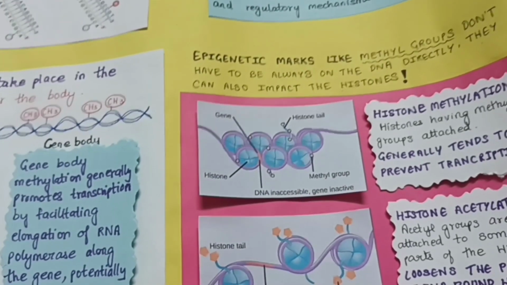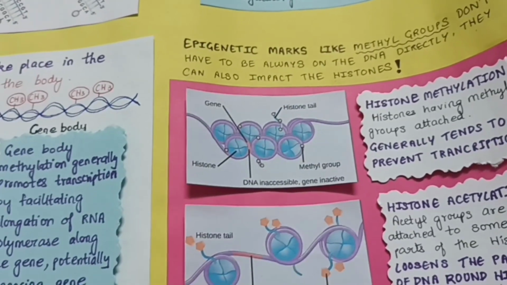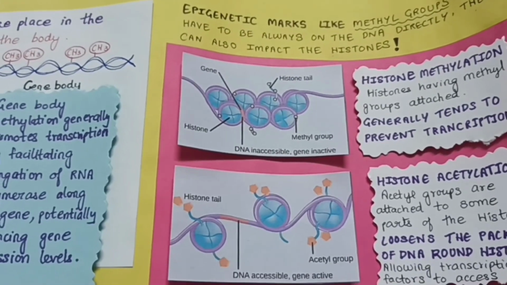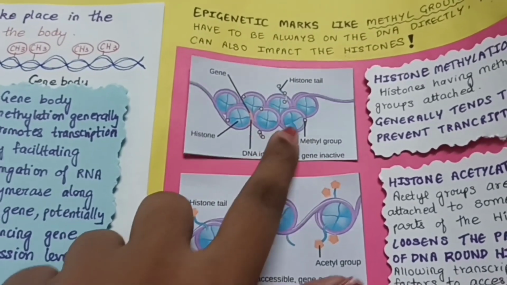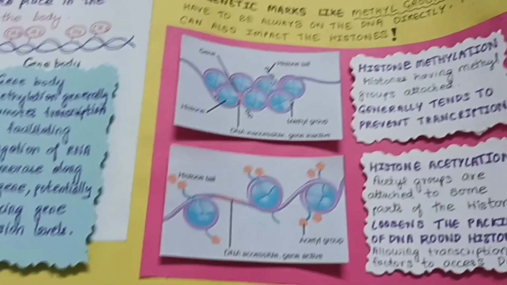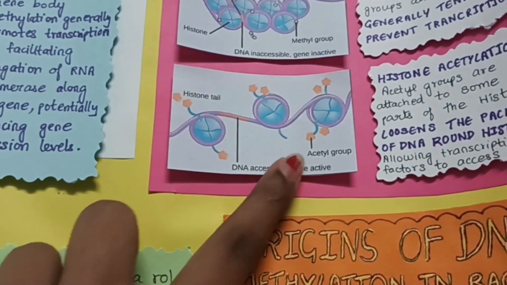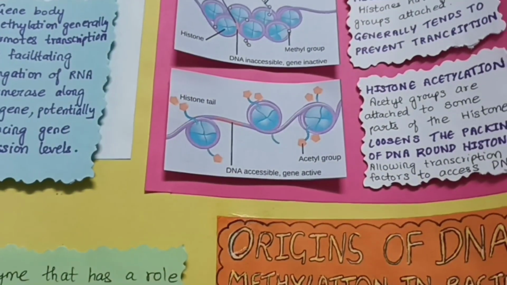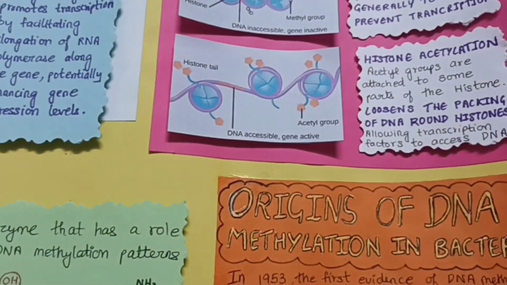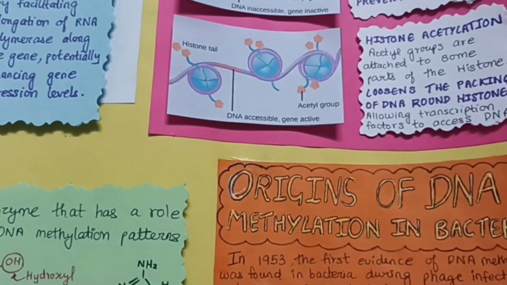Now, besides your gene where your methyl groups can attach, epigenetic marks like methyl groups don't have to always be on DNA directly. They can also impact the histones. So now, when your methyl groups impact your histones, it is known as histone methylation, which is your histones basically having your methyl groups attached. So this generally tends to prevent transcription. And on the other hand, when acetyl groups are attached to your histone, it brings about histone acetylation, where it loosens the packing of DNA around histones, allowing transcription factors to access DNA.